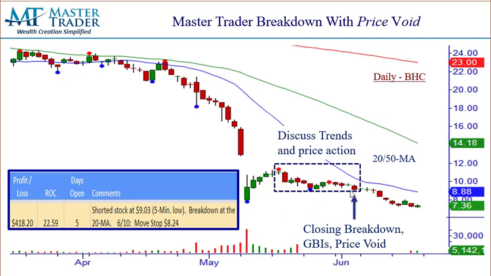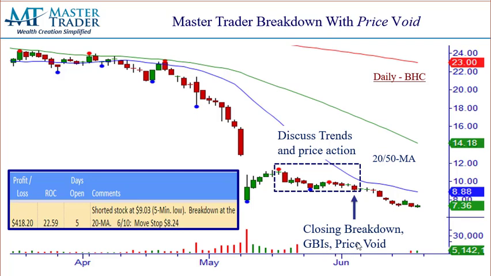So then we shorted here. It says here, shorted at $9.03. The technical setup, breakdown at the 20 MA. And we just went into a very simple trail mode. This was a simple management.